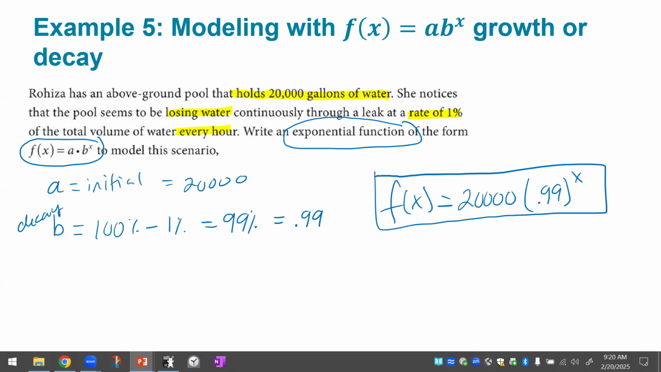Because she's continuously losing the water, right? Now, is it a fast leak? No, it's pretty slow. But eventually she's going to run out of water.